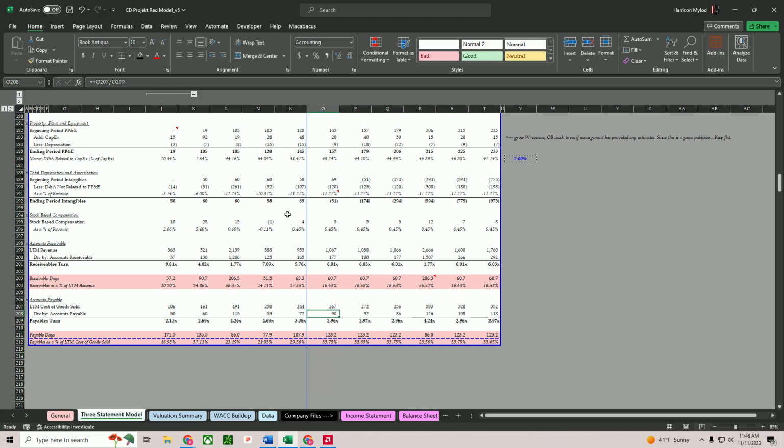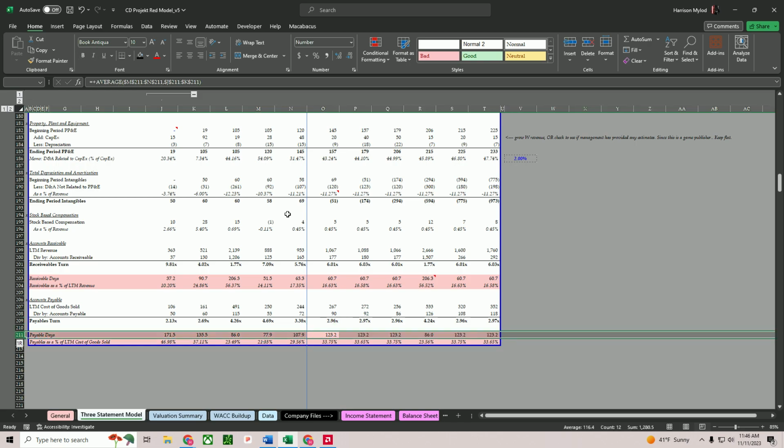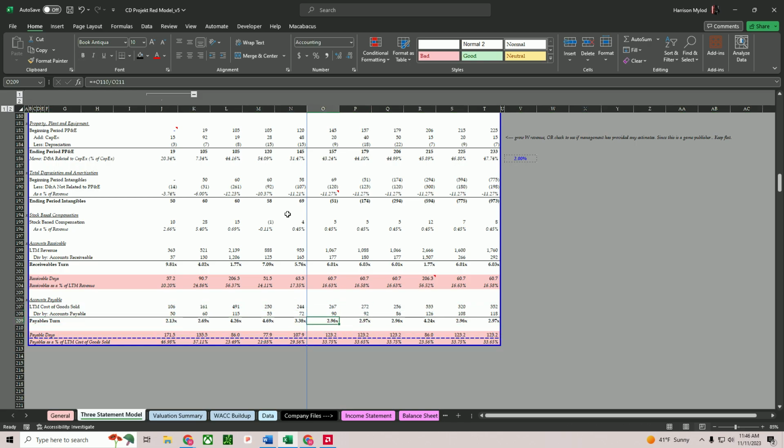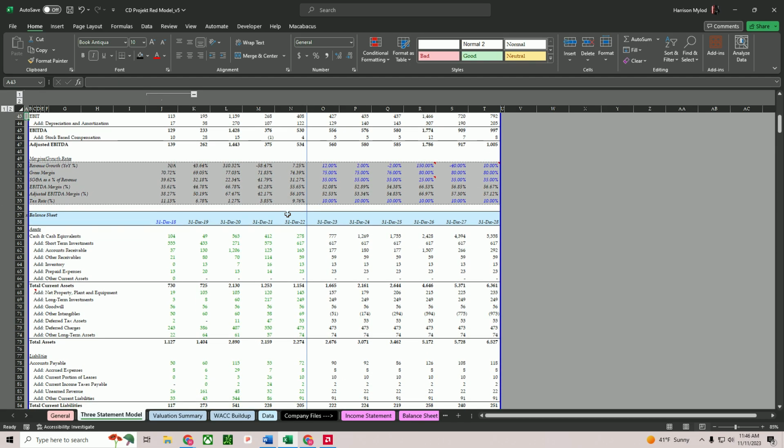Accounts payable, same thing. And you can build more of these schedules. You can have an inventory schedule, which I probably should have, but just due to the nature of AAA gaming companies, they don't really carry a ton of inventory. So you can just go take a look at it. Inventory is really non-existent.